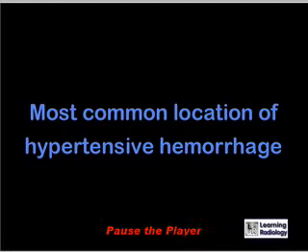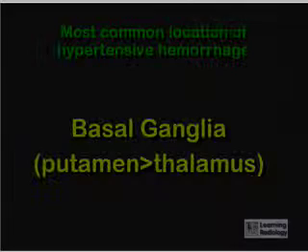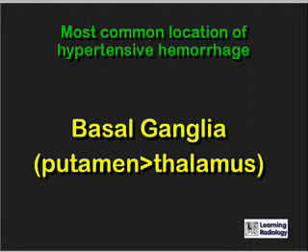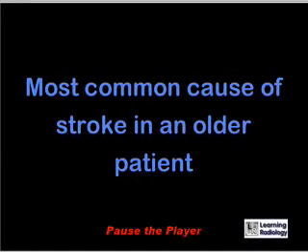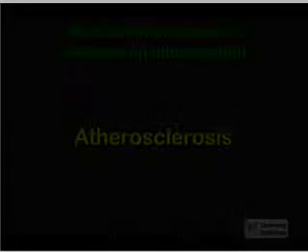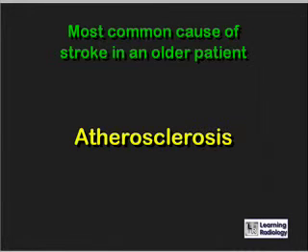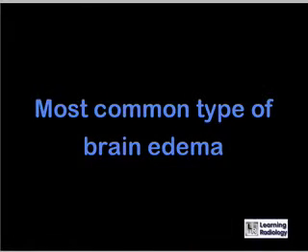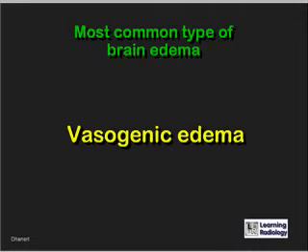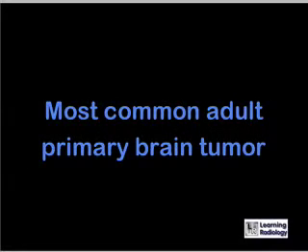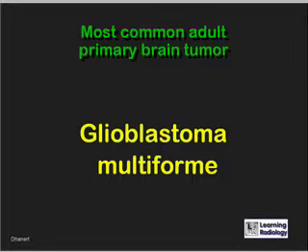What is the most common location of a hypertensive hemorrhage? The basal ganglia. What is the most common cause of stroke in an older patient? Atherosclerosis. What is the most common type of brain edema? Vasogenic edema. What is the most common adult primary brain tumor? Glioblastoma multiforme.